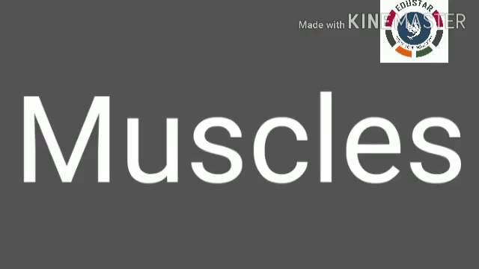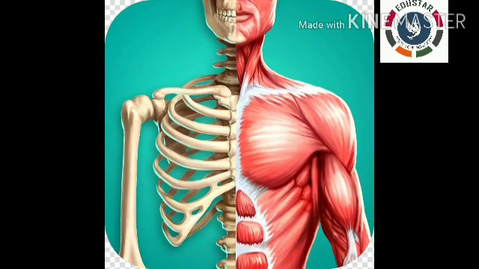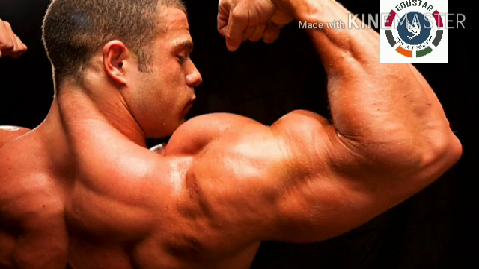Next is about muscles. Muscles are the soft part of our body. They are attached to the bones and help to move the bones. So, muscles are found in all parts of the body. Are all muscles the same size? No, they differ. Some muscles are big and some are small.